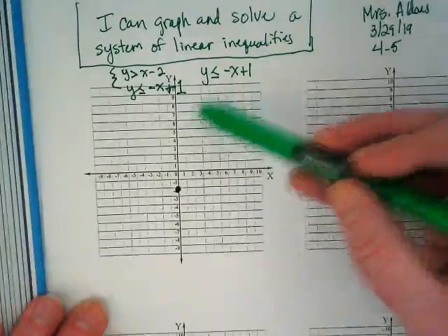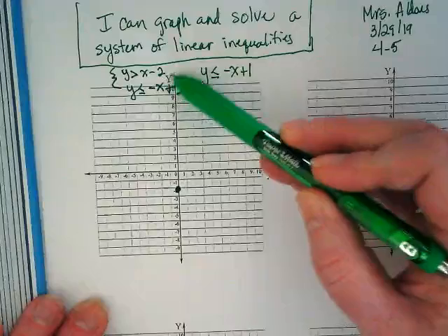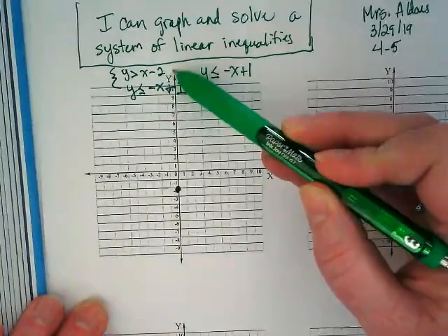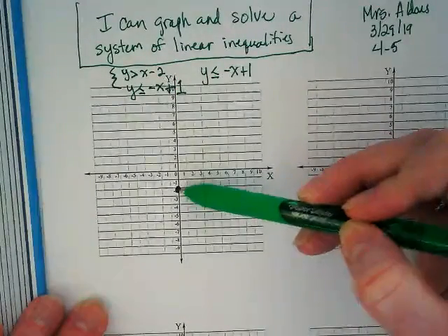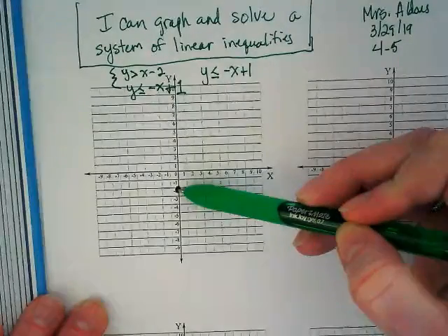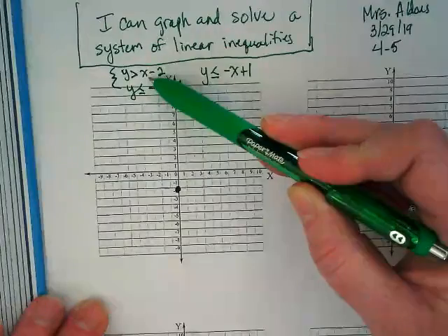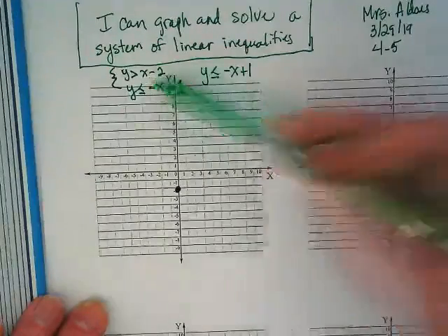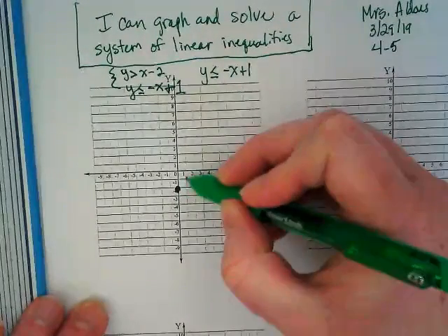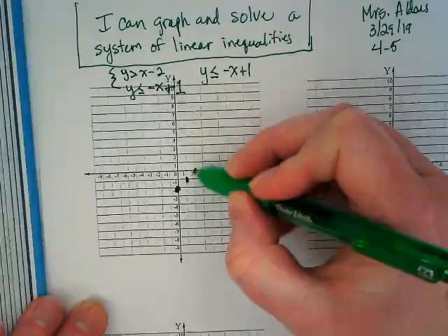Okay, so again, we are starting right here with this first inequality. y is greater than x minus 2. We're starting with negative 2 on the y-axis. We're going to go back and look. Our slope is an invisible 1, so that means it's 1 over 1. So I'm just going to go up and over 1, up and over 1.